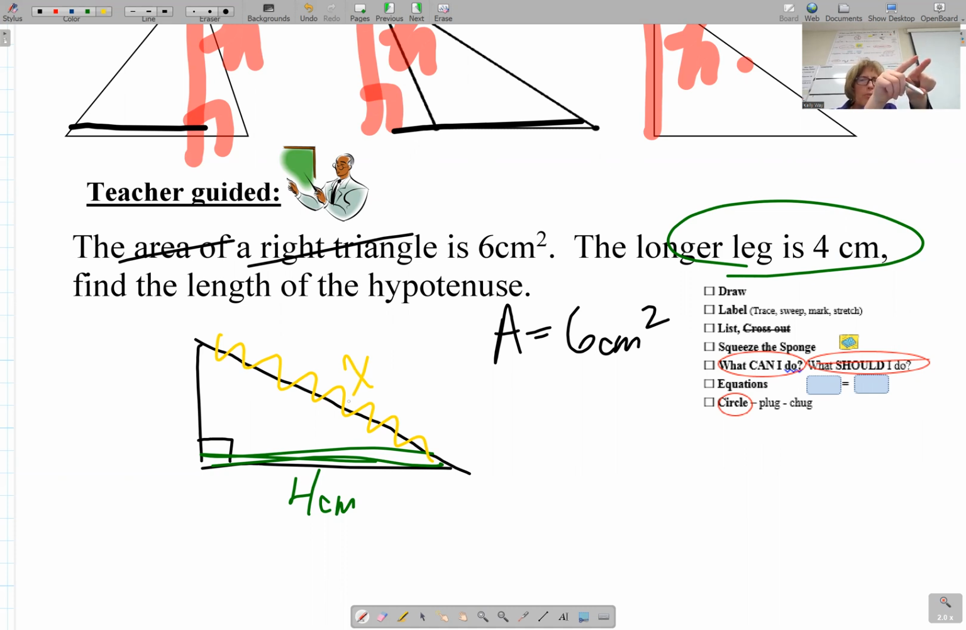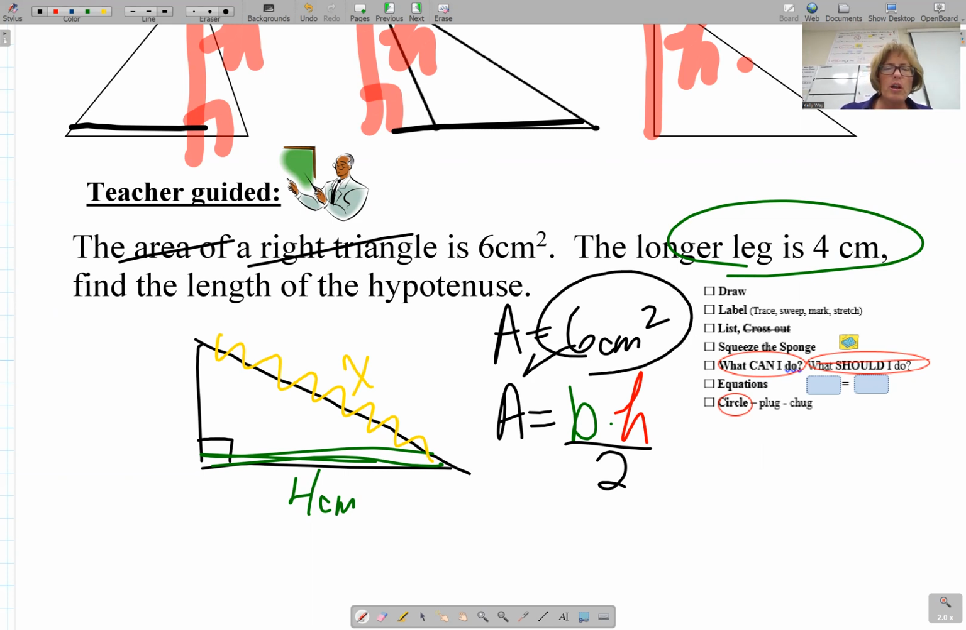Okay, we want the length of the hypotenuse, but we have the area. So you start with what you have. Area of a right triangle is going to be base times the height over 2. Why am I starting with that? Because that's what we have. Circle, plug, chug. My area is 6 centimeters squared. My base is 4. My height, careful, that's not the hypotenuse there. That means height of the triangle is that. I'm going to call that y for now, over 2.